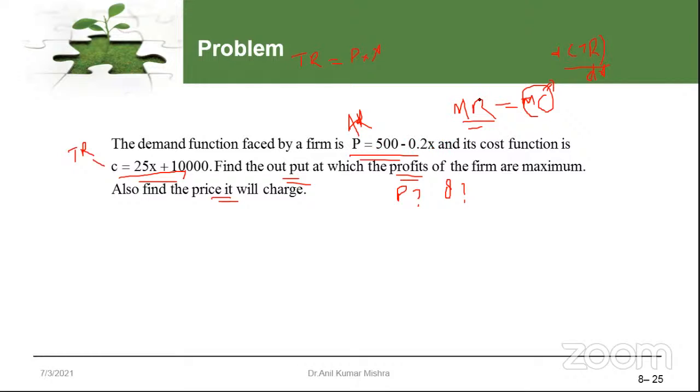After finding the total revenue, we can find the marginal revenue. Marginal revenue can be calculated as the derivative of your total revenue with respect to the output, right? Then when we equate MR and MC, we find the profit maximizing output. Now we have to solve that one.